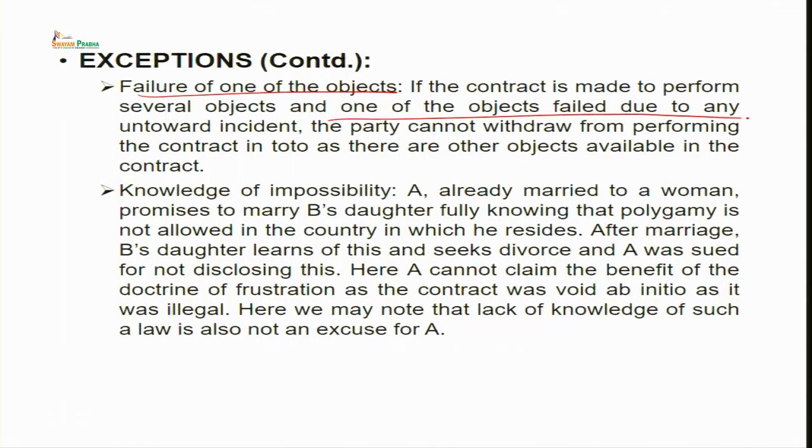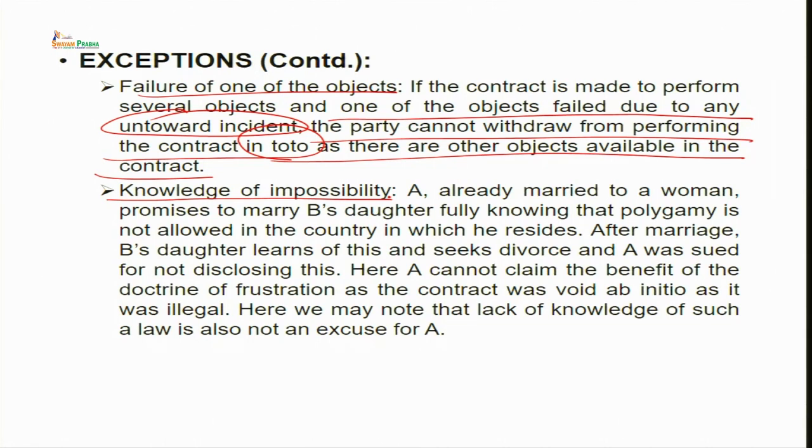Made to perform several objects and one of the objects failed due to any untoward incident, the party cannot withdraw from performing the contract in toto, that is in total, as there are other objects available in the contract, right? So failure of one of the objects does not amount to impossibility, because the rest of it can still be performed. Knowledge of impossibility, now this is very important, this is also an exception to impossibility of performance.